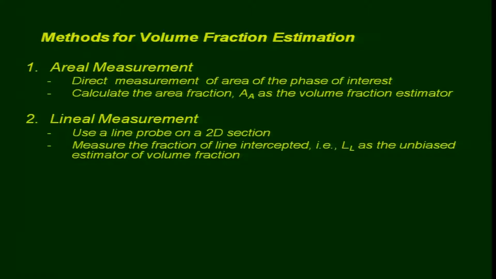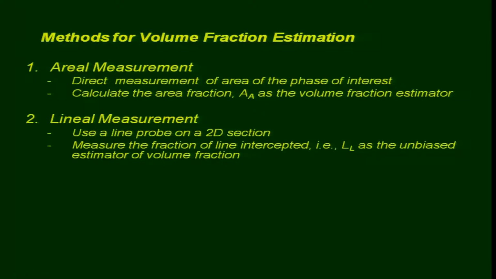A second method of measuring volume fraction is using a line probe on a two-dimensional section. This is not a very common technique of measuring volume fraction in metallurgy or material science. However, I would just show you what this means. We use a line probe and measure what is called a fraction of line intercepted, L sub L, as the estimator for volume fraction.